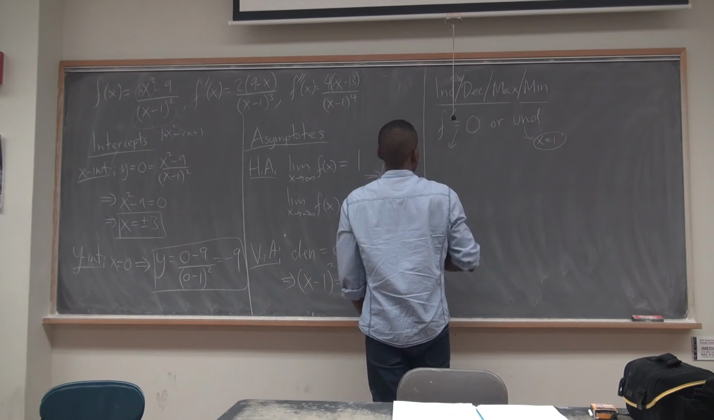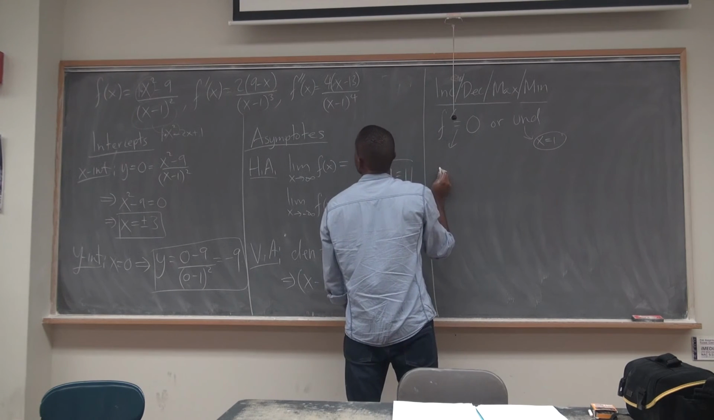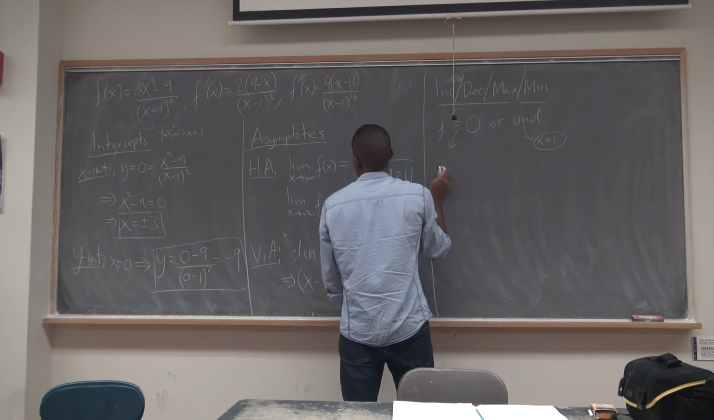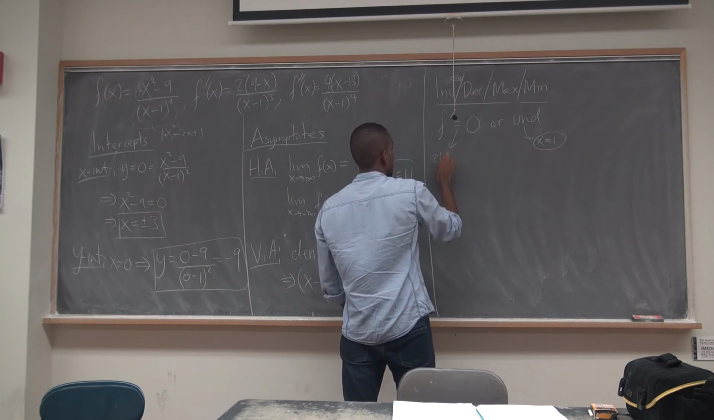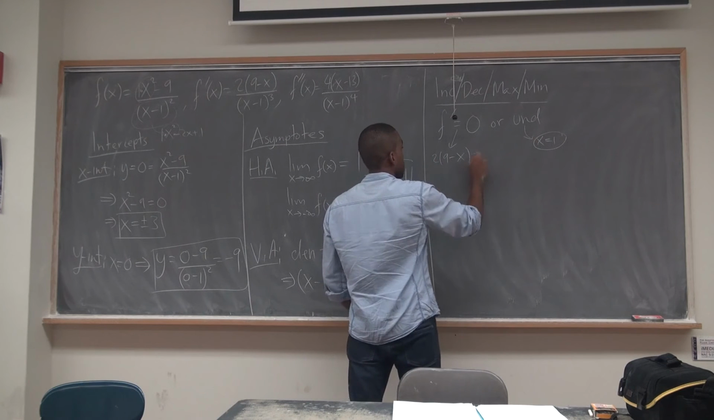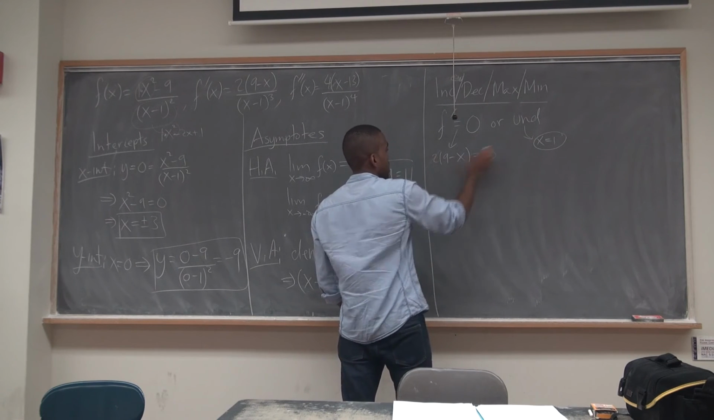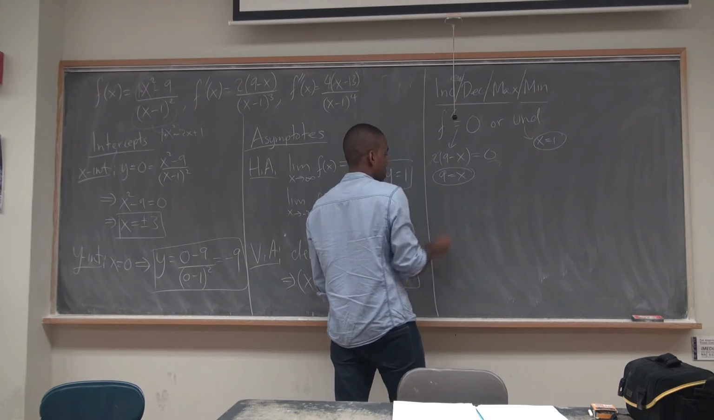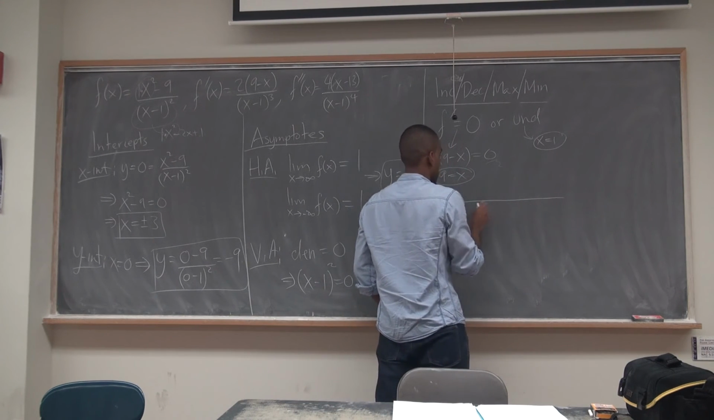Where is the first derivative equal to 0? When x equals 9. How do you know that? Set the numerator equal to 0. The only way for a fraction to be 0 is if the top is 0. So you divide both sides by 2, and then you just get x equals 9. So I have two critical points here, 1 and 9.